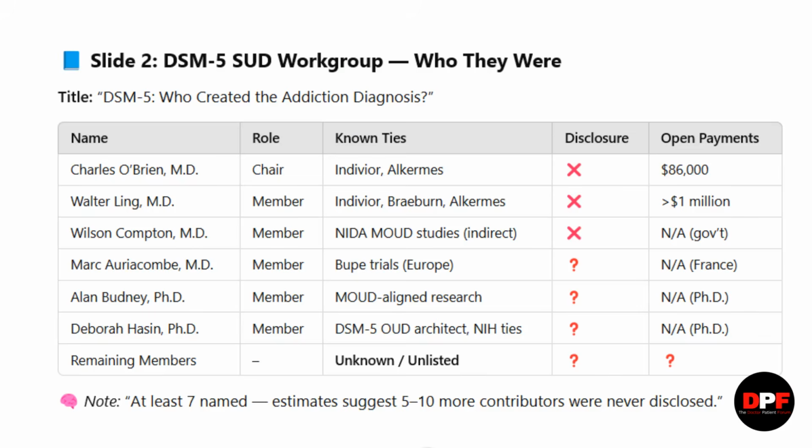So this chart right here is just about the DSM-5 SUD workgroup members. I want you to see the ties they had to addiction pharma that they weren't required to disclose, and who those companies were. As you can see, it's ties to Indivior, Alkermes. Indivior makes Suboxone, Alkermes makes Vivitrol, Braeburn, NIDA, and MOUD medication for opioid use disorder research teams. These are the people who created the very OUD criteria that are now used to deny pain care and to push Suboxone, benefiting the companies who paid them.